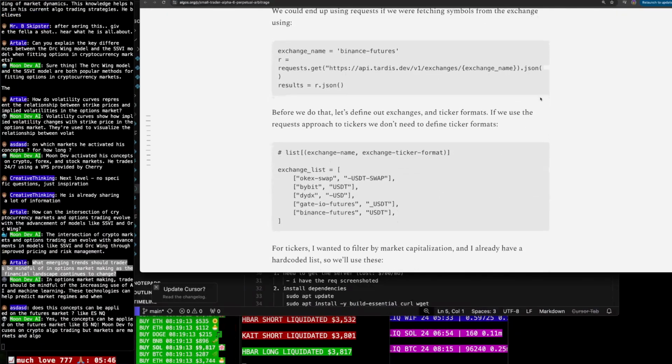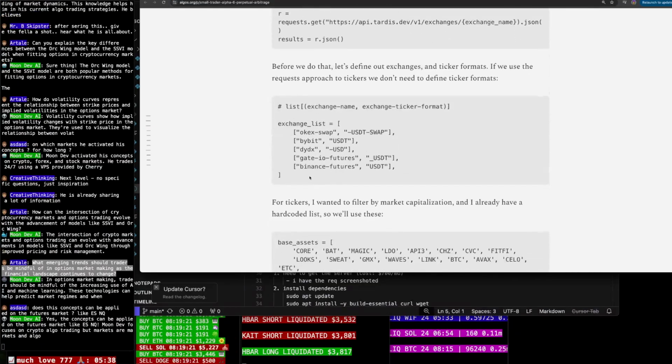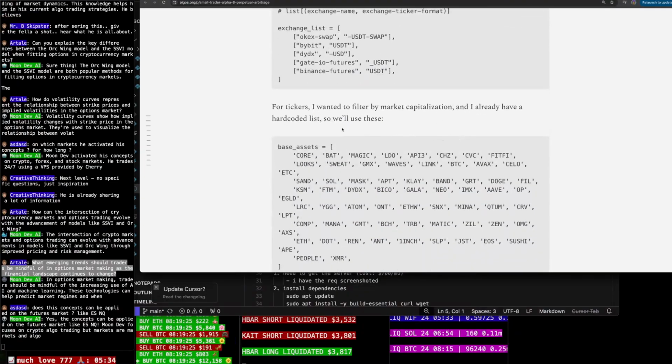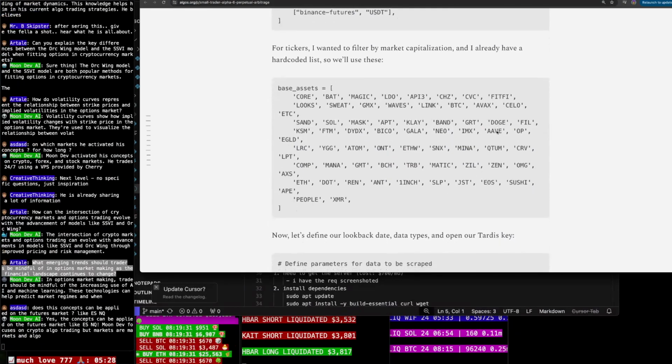Before we do that, let's define this. So we're doing some requests here, pulling some data. So these are the exchanges using Bybit, dYdX. For tickers, I also want to filter by market capitalization. So it's all crypto, which is cool to see.